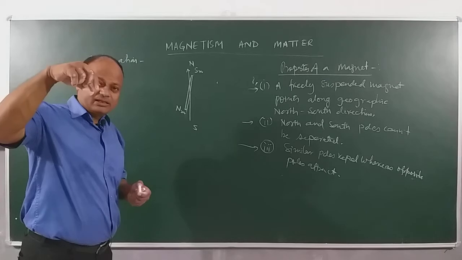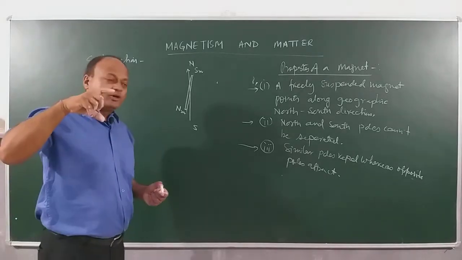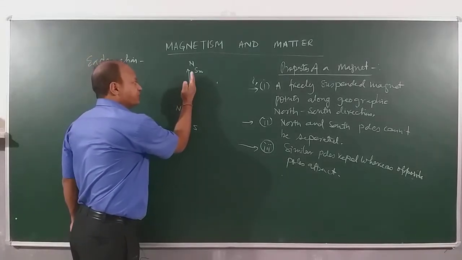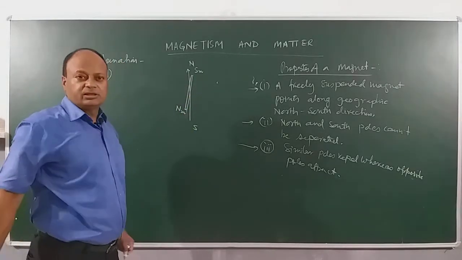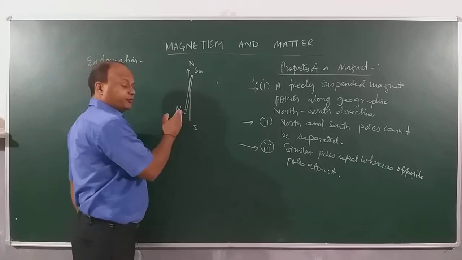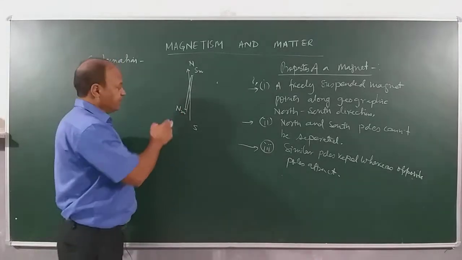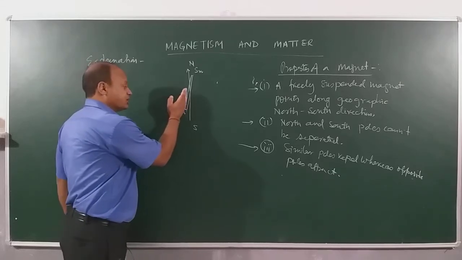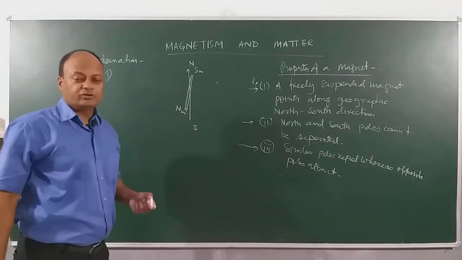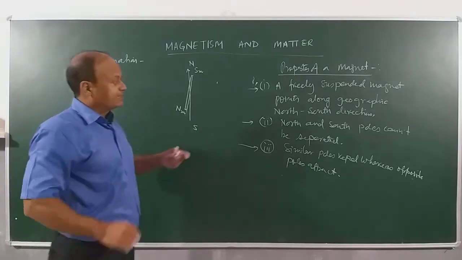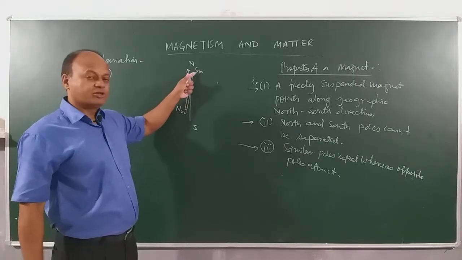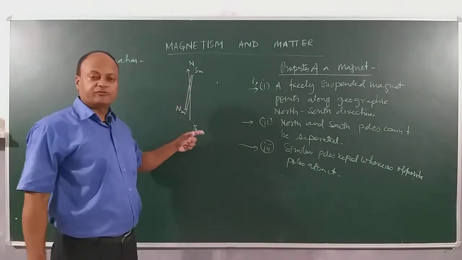Now, if we suspend a magnet, then what will happen? The north pole of the magnet will be attracted by the south pole. So the north pole will be pointing towards the south of Earth, meaning towards the north of the geographic north-south line, and the south pole of the magnet will be attracted by the north pole of the magnetic field. So the south pole will be pointing towards the southern part of the geographic north-south line. Clear? So this magnet freely suspended points along the north-south direction because the south pole of Earth's magnetic field points toward geographic north and the north pole points toward geographic south. Is this clear? Okay.